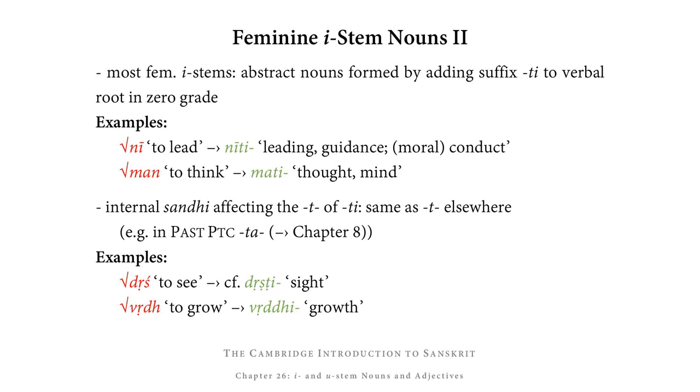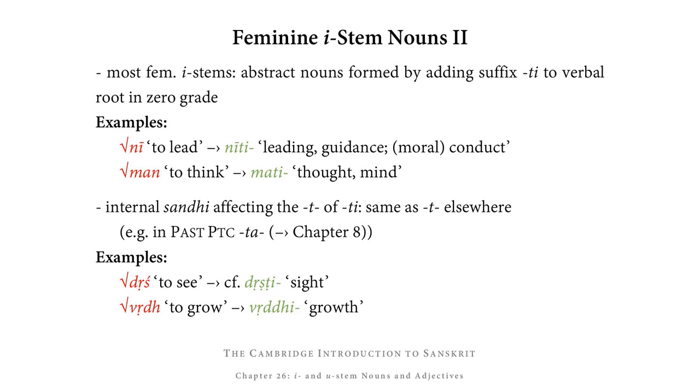That, you will be delighted to hear, was it as far as new forms are concerned. But let's briefly look at one specific feature of the meaning of feminine short I stem nouns, and that is that most of them actually are abstract nouns formed by adding the suffix ti to a verbal root in 0 grade. So for example, on the basis of ni, to lead, we get niti, which literally means leading, and is used to mean guidance, so leading of others, and conduct, especially moral conduct, i.e.